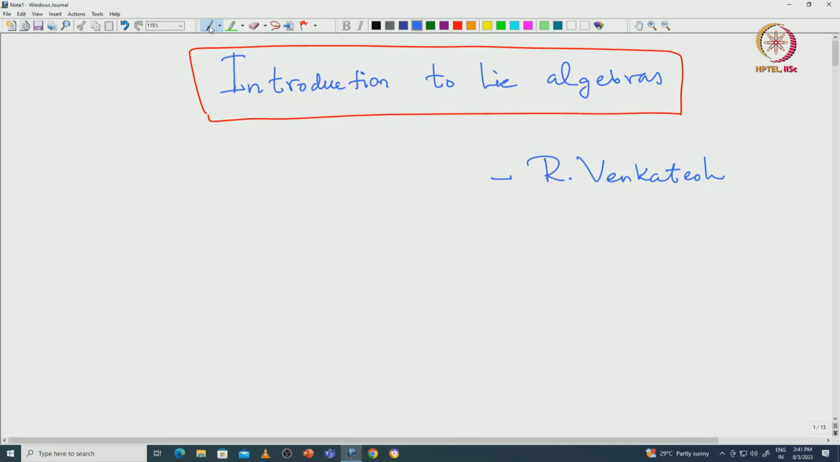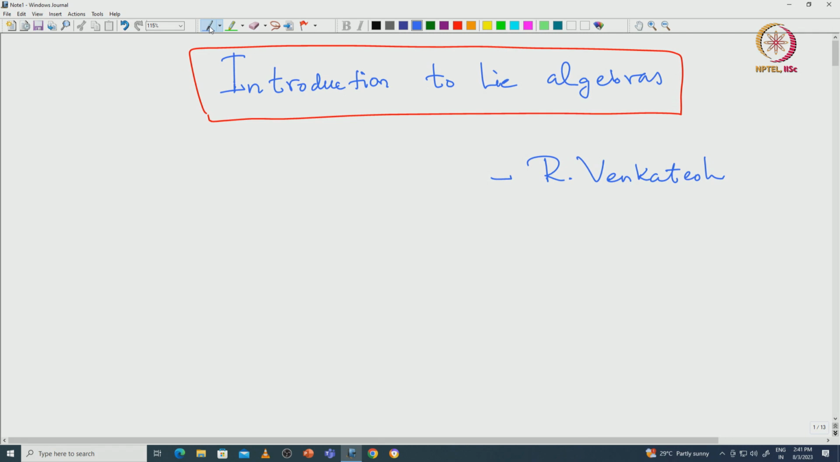I will be teaching you the course on Introduction to Lie algebras. In this course, we will mainly focus on finite dimensional Lie algebras. In this very first lecture, I will be defining the main objects of the course, and then we will see some properties of them, and then I will end with various examples that will be discussed throughout the course.